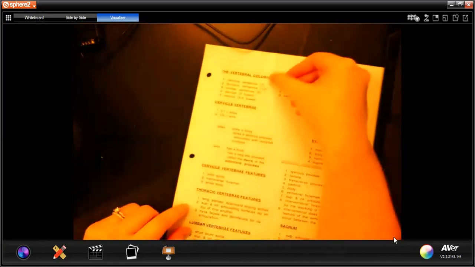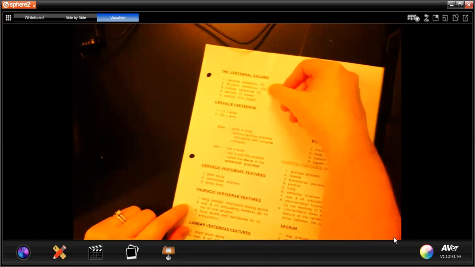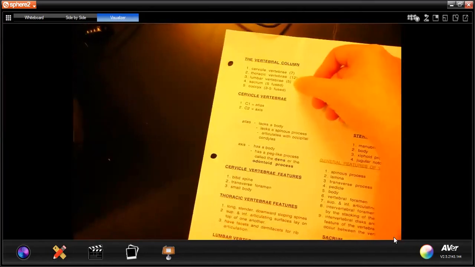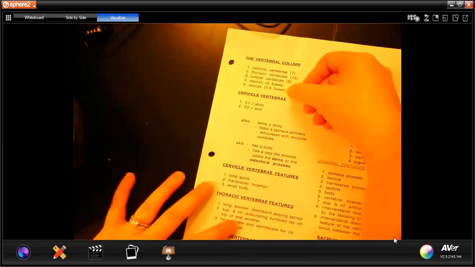So let's get to the vertebrae. It's something you already learned and talked about: cervical vertebrae, the neck vertebrae, there are 7 of them. Thoracic vertebrae have 12. Lumbar vertebrae have 5. The sacrum is 5 fused bones, or vertebrae, and the coccyx is roughly 4 fused vertebrae.